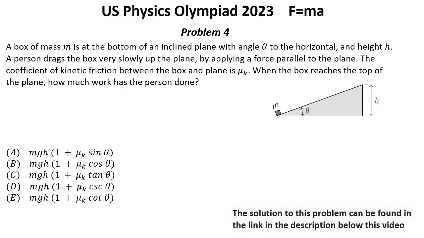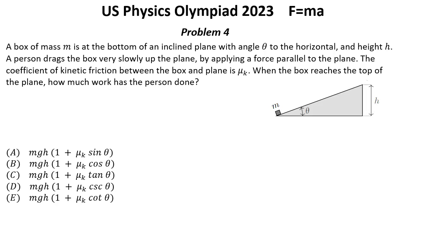Problem number 4. A box of mass m is at the bottom of an inclined plane with the angle theta to the horizontal and the height h. A person drags the box very slowly up the plane by applying a force parallel to the plane. The coefficient of kinetic friction between the box and the plane is mu k. When the box reaches the top of the plane, how much work has the person done? Solution for problem number 4.